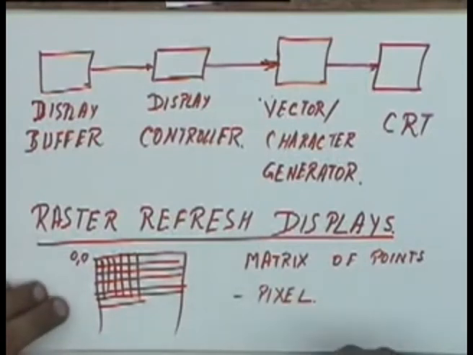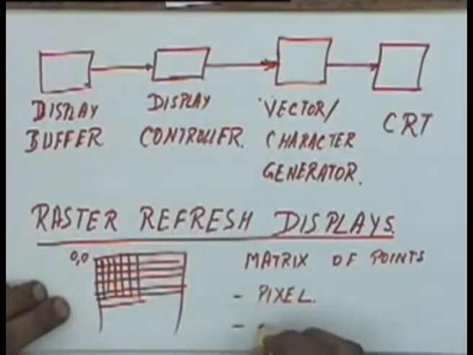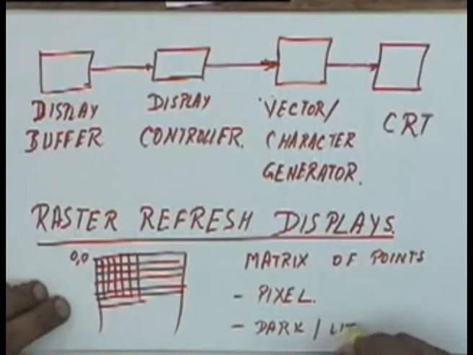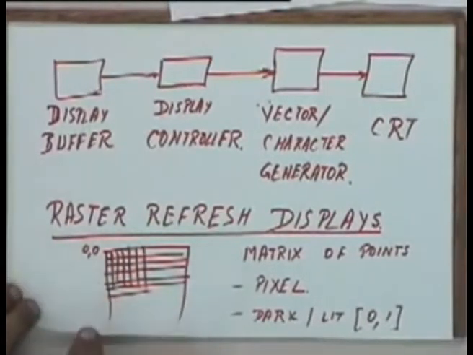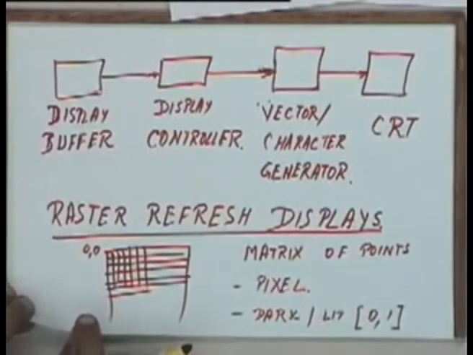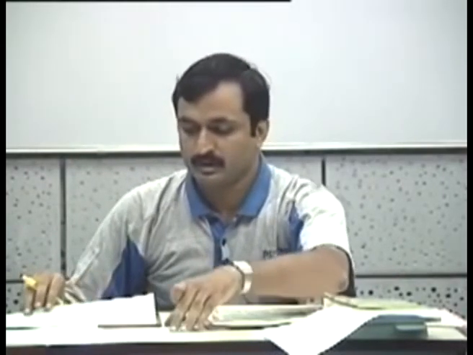If you are talking of a black and white or a monochrome monitor, each pixel can either be dark or it can be lit. If it is dark, let us say we will call it a 0, if it is lit we will call it maybe a 1. So each pixel can be made either dark or lit.